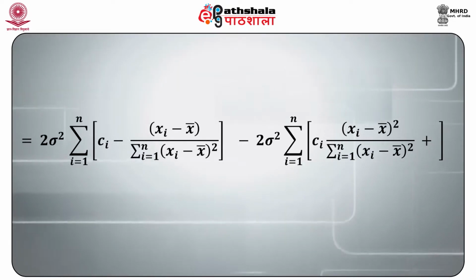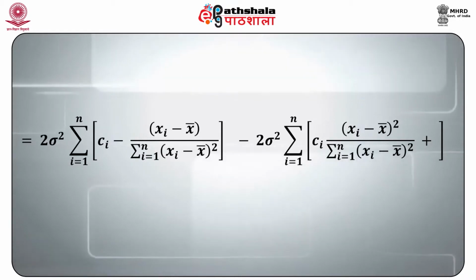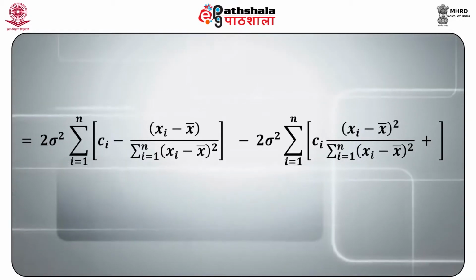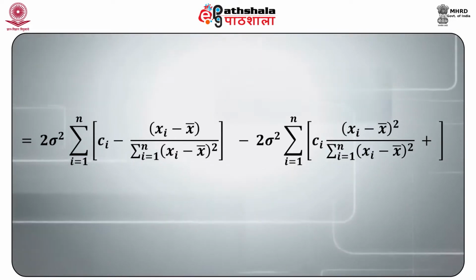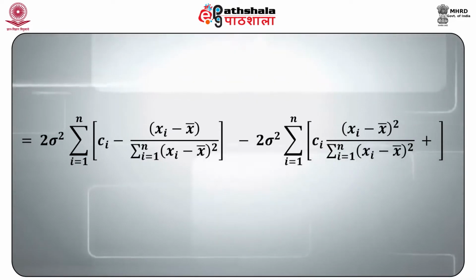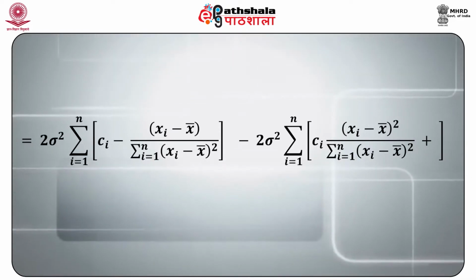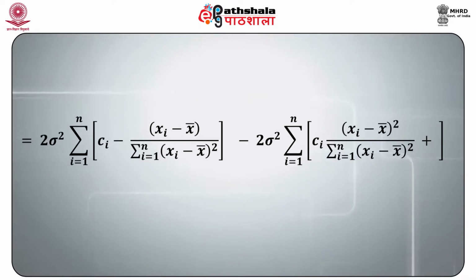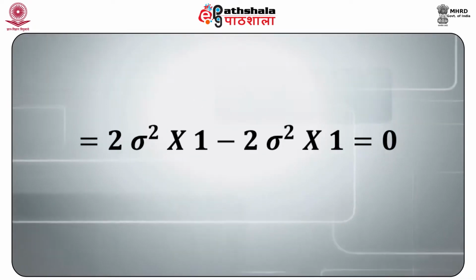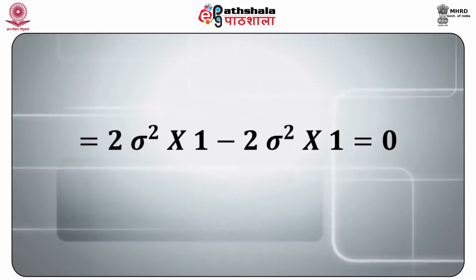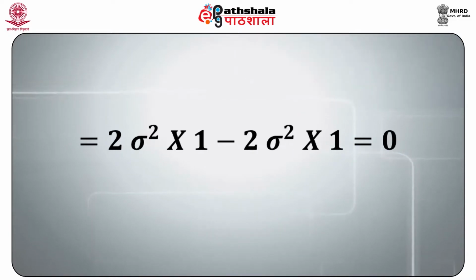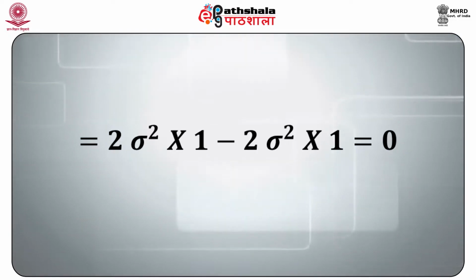Now this is equal to twice sigma square into sigma Ci minus xi minus x bar upon sigma xi minus x bar square, which is our first term, into minus twice sigma square into sigma Ci into xi minus x bar square upon sigma xi minus x bar square. So we have multiplied both the terms by 2 sigma square. And now therefore what we get is 2 sigma square into 1 minus 2 sigma square into 1, which is equal to 0. This is after imposing the restrictions on the two terms.